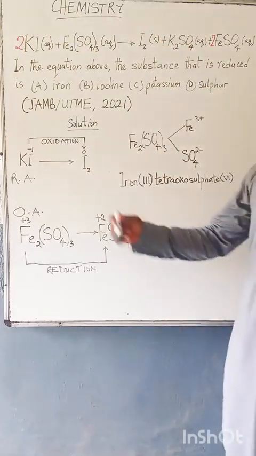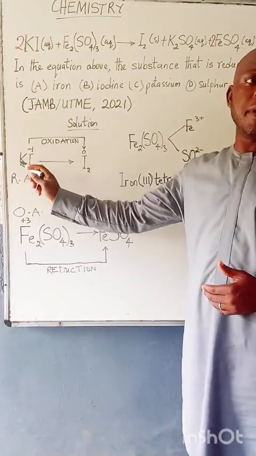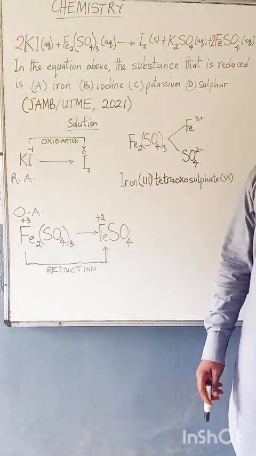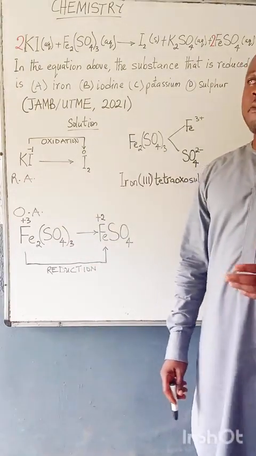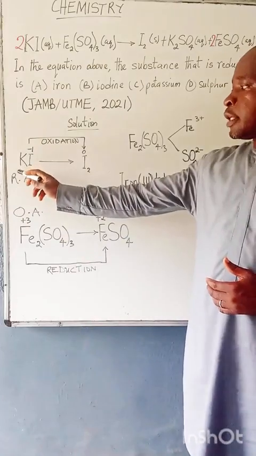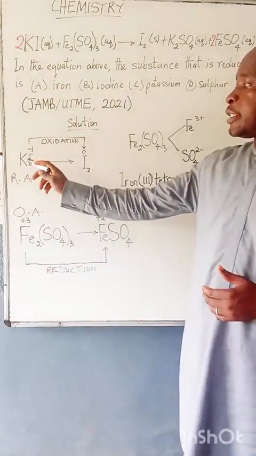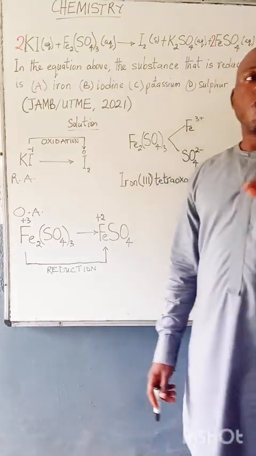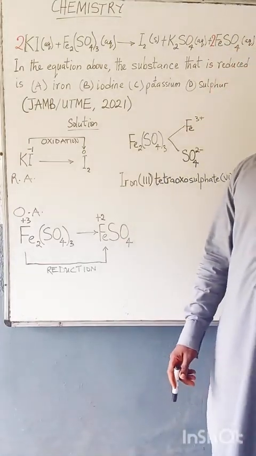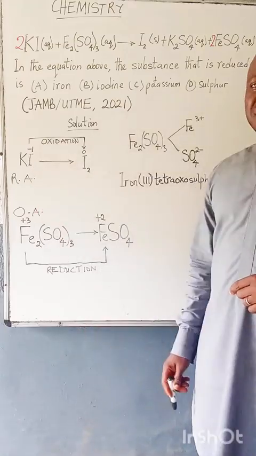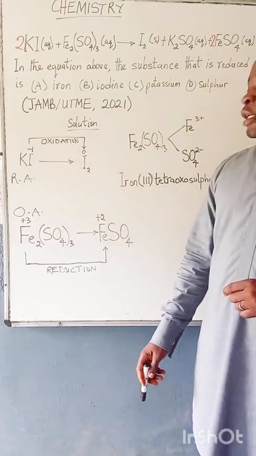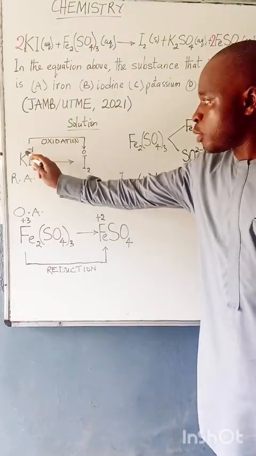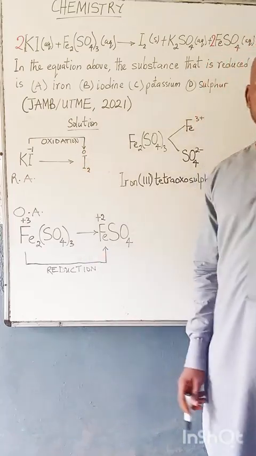What about on the reactant side? Is it combined with any other element? Yes, it is combined with potassium. The oxidation number of potassium is +1, and so the oxidation number of iodine is -1. What has happened to iodine? How has the oxidation number of iodine changed in this reaction? It has changed from -1 to 0.